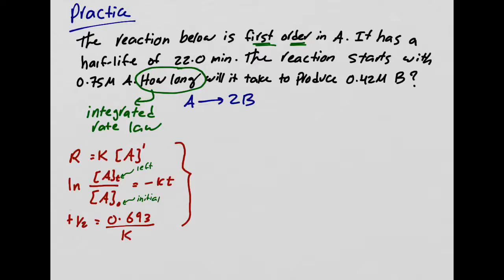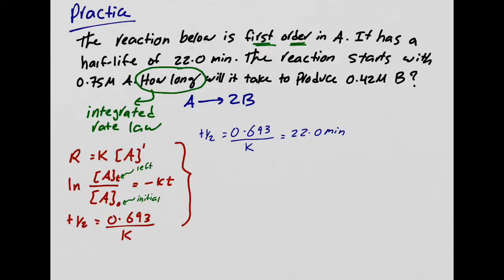Alright. Now, first order reaction. These are all the equations I have. I know I have to use the integrated rate law at some point because they're asking me how long. Now, how are we going to do this? They give you half-life. We go, okay, so they give me half-life. So I'm going to use this equation, because half-life is going to equal 0.693 over k, and I know the half-life is 22 minutes.